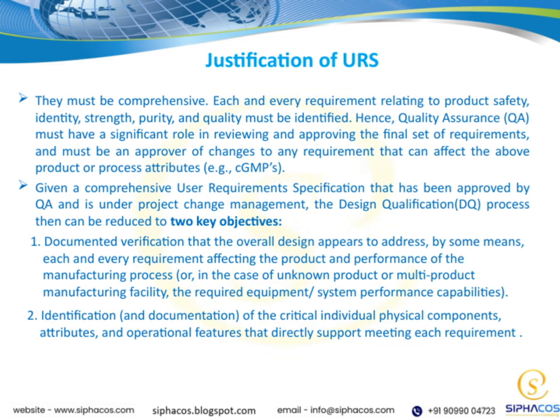Every single requirement that could impact these attributes needs to be clearly identified. This is why quality assurance, or QA, plays a crucial role here. QA must review and approve the final set of requirements, and also act as an approver for any changes that might affect these critical product or process attributes, especially in relation to current good manufacturing practices, or CGMPs.